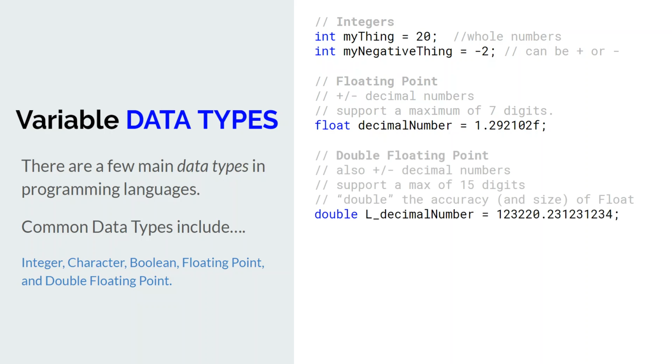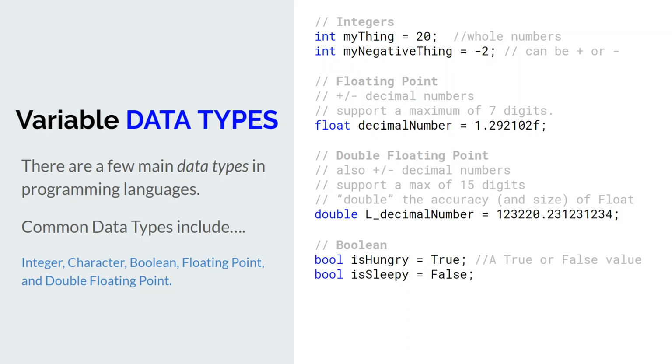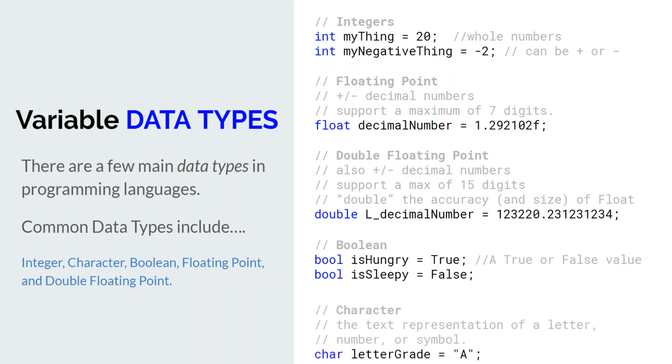Then you have what's called a double floating point. That can be up to 15 digits of information. So it can be more accurate, with a higher number of decimal places if you wanted, or you can have a larger number. Boolean is basically just true or false. And then characters represent a single character of text.